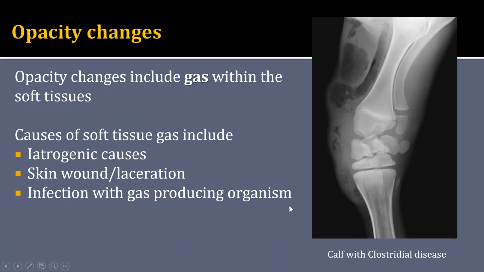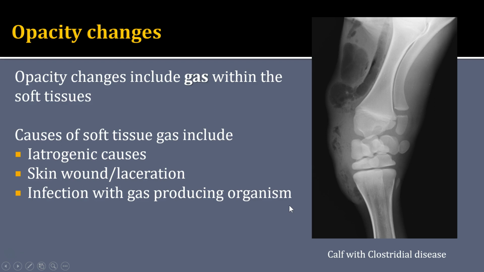Another encountered opacity change is gas within the soft tissues. And when we identify gas, or again gas opacity within the soft tissues, we should consider some potential causes. Causes include iatrogenic reasons. Iatrogenic reasons would be things such as post-arthrocentesis or post-operative, or potentially in our horses, to keep in mind, we oftentimes take radiographs after nerve and joint blocks, and so we may identify gas.